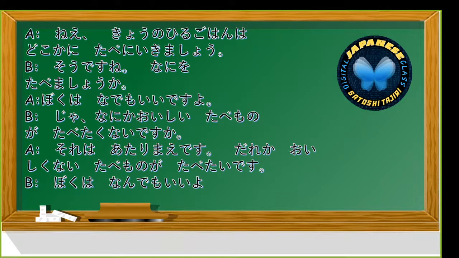But I have some grammar lapse here. It should be dokoka e, okay. Dokoka e tabe ni ikimashou. Okay, let's go to eat. So we have here our stem verb again, our tabe. Instead of tabemasu, we have our tabe. This is our stem verb. So we will talk about our future lessons about stem verb.